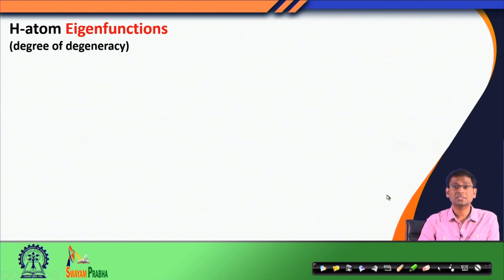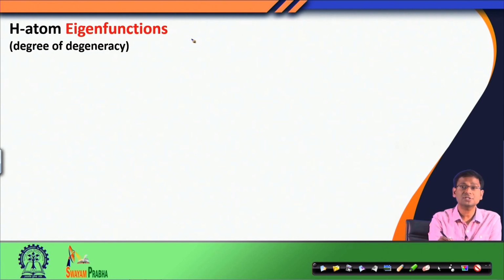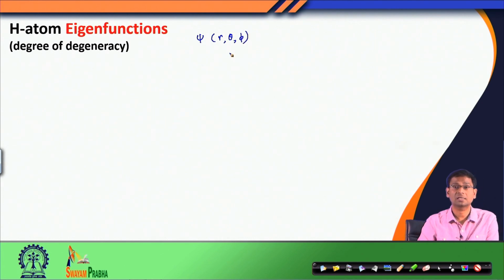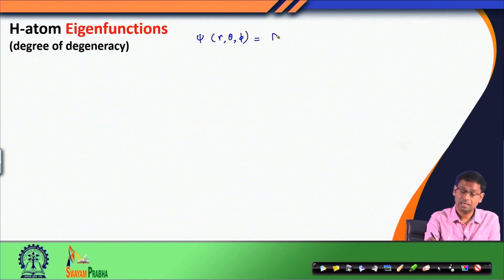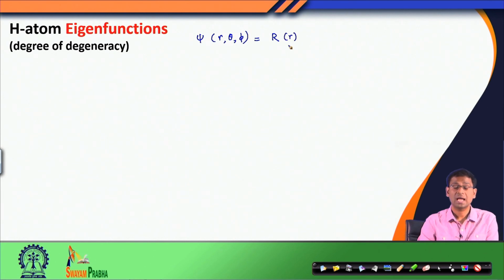Now, since we have discussed the eigenvalues of the hydrogen atom problem, we will discuss a little bit about the eigenfunctions of the hydrogen atom. If you remember, we said that the eigenfunction psi would depend on the three spherical coordinates r, theta and phi, and we did a variable separation and said that this total wave function is a product of a radial function R of r and an angular function Y of theta, phi.